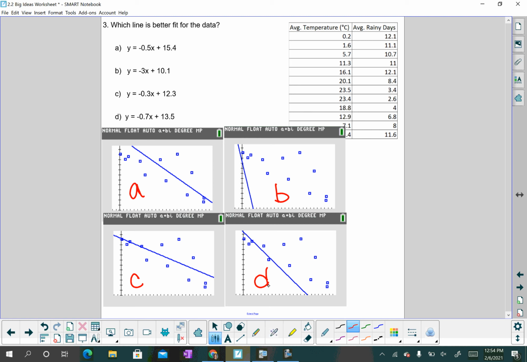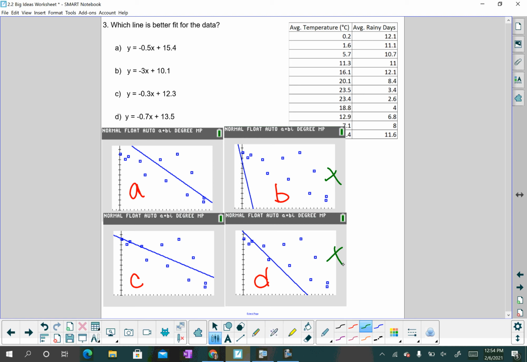So hopefully you're looking at this and saying, well, B and D look pretty off. It doesn't look like it's going through those data values. So we're going to go ahead and eliminate those. Then I want to compare A and C. I'm leaning towards C. Looks like it's going to be a better answer here for a couple reasons.